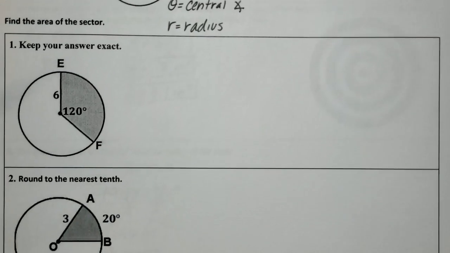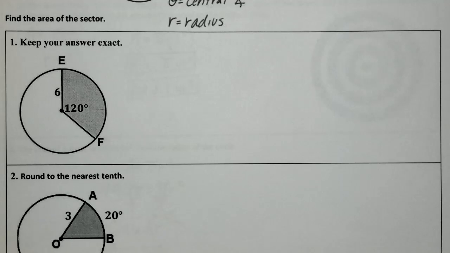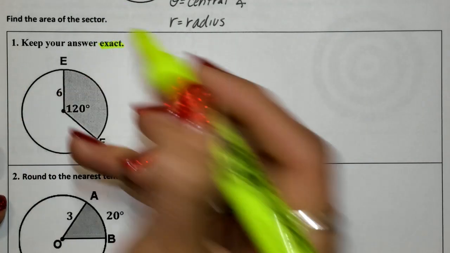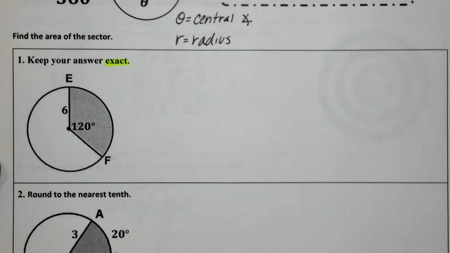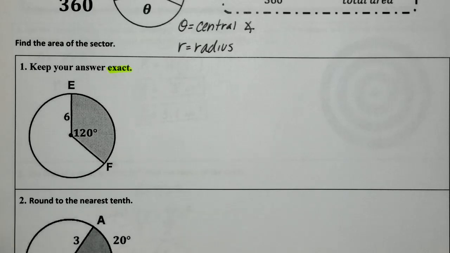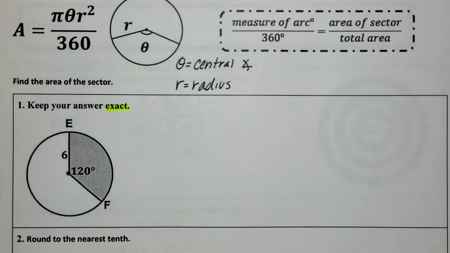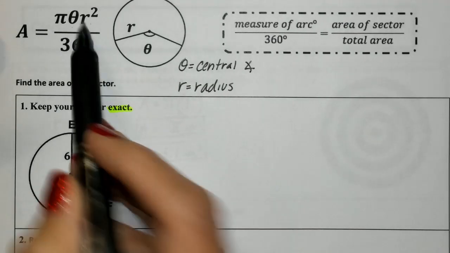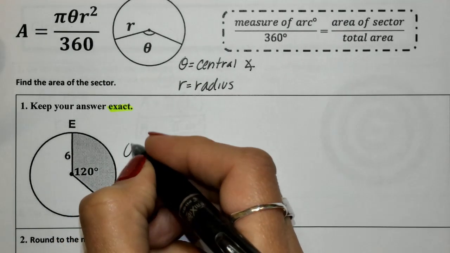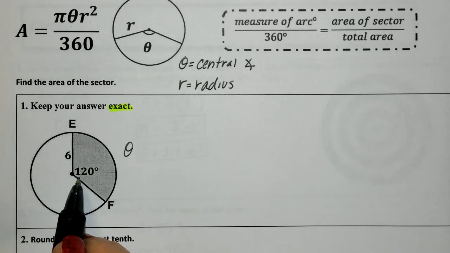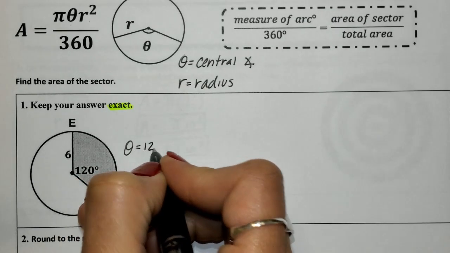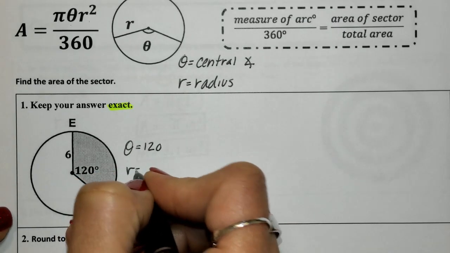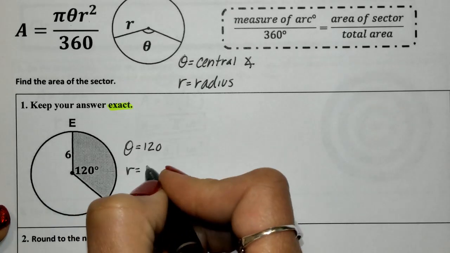And let's take a look. Number 1, we are going to find the exact sector area, okay? And we're going to find it of the shaded area here. We go and lower it down so we can see our formula. So in our formula, we need theta and we need our radius. So our theta, find that central angle, 120 degrees, and your radius is given to you as 6.